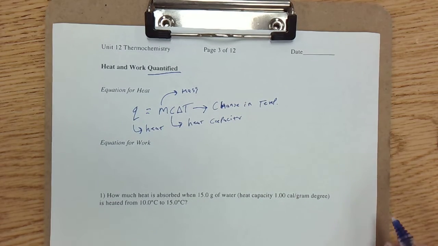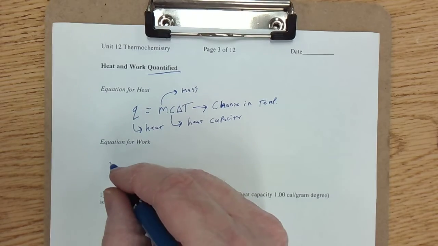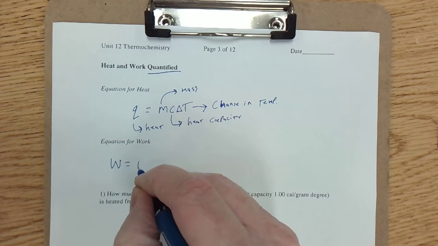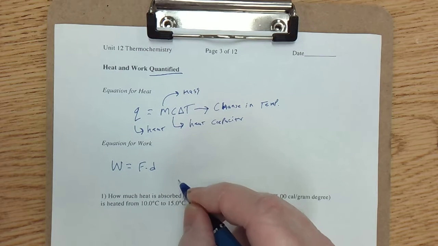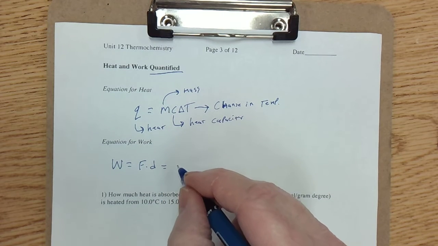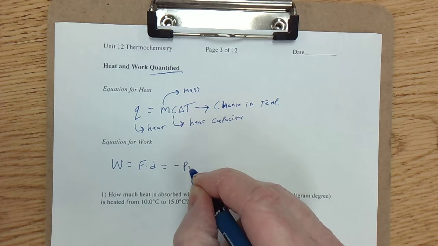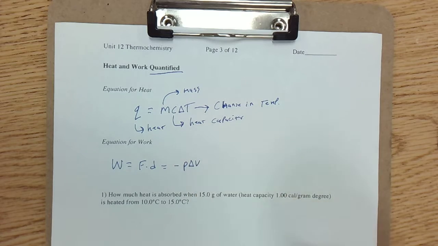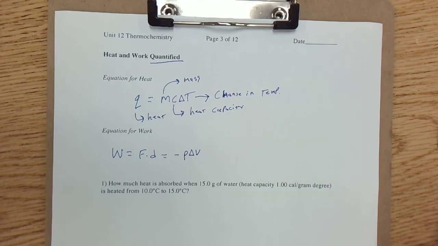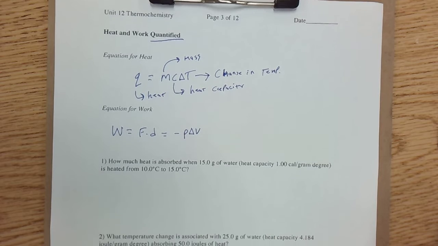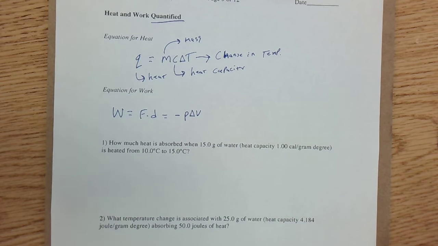Our equation for work in a physics class would be force times distance. In a chemistry class, it is −PΔV. But as I've said previously, we're really not going to do a whole lot with work inside the Honors Chem class. We do a lot with heat, so let's look at a couple problems.